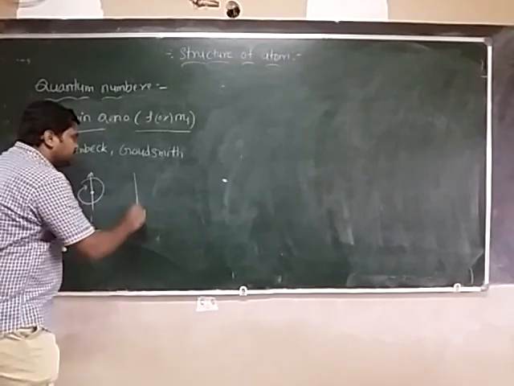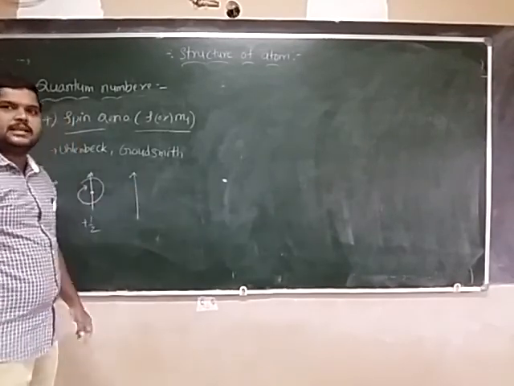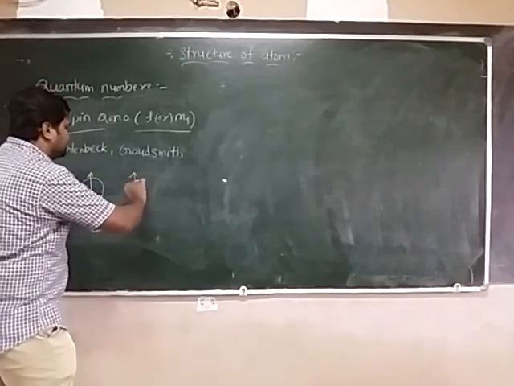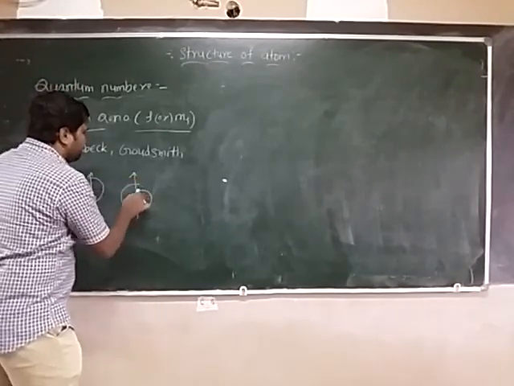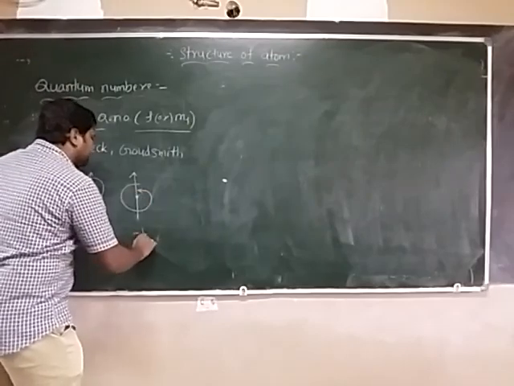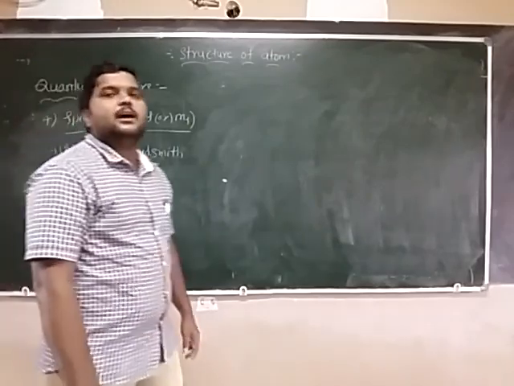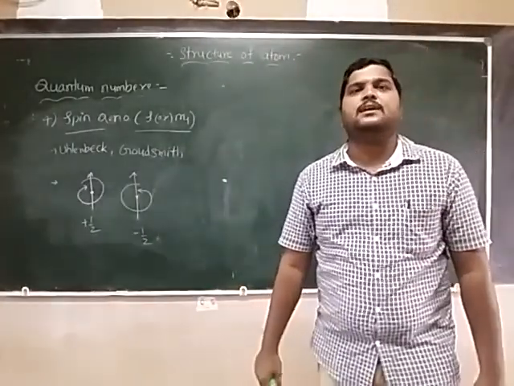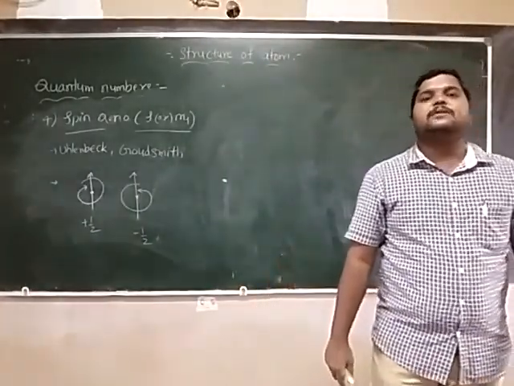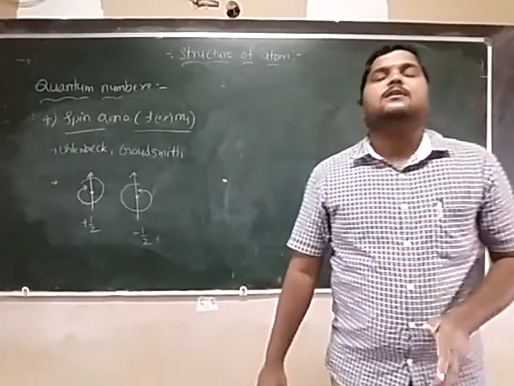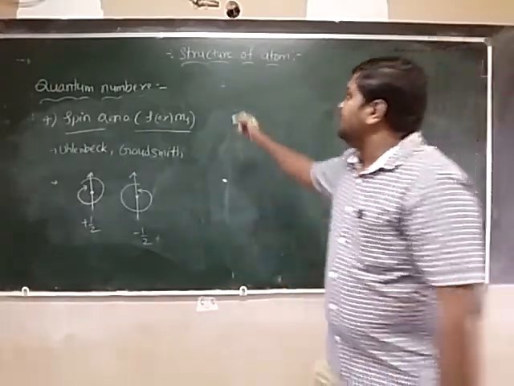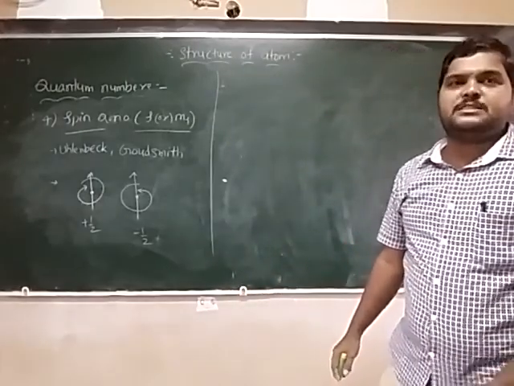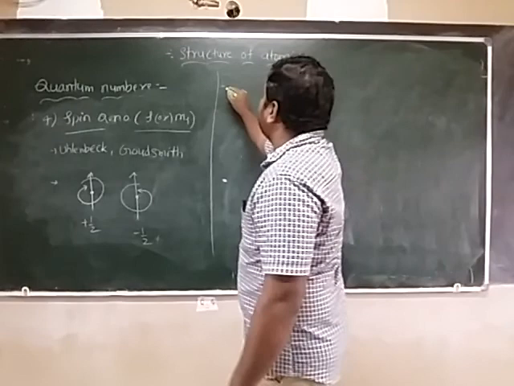If the electron revolves around the nucleus and spins around itself anti-clockwise, then it is given as minus half. Because of the clockwise and anti-clockwise directions of the electron, we get the splitting of the spectral lines. And while the electron is spinning, that angular momentum is also quantized. That is spin angular momentum.